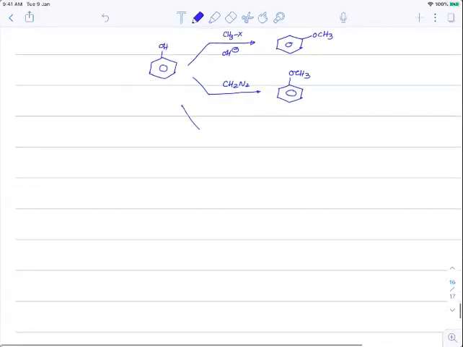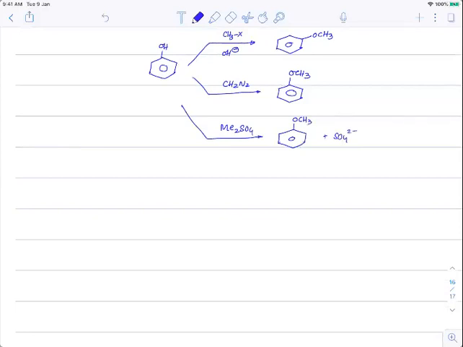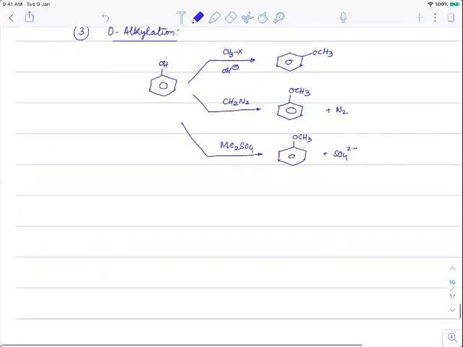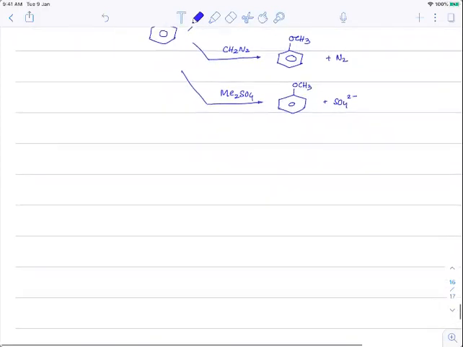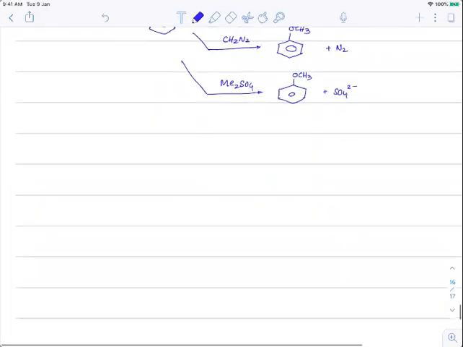Same way, we have studied this also, Me2SO4. Again, you'll get anisole, OCH3 plus SO4 2 minus, plus N2 here. This is reaction third, fourth.